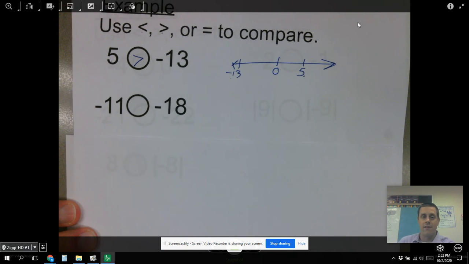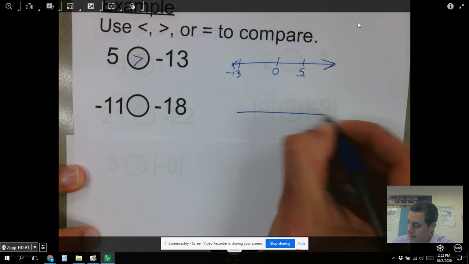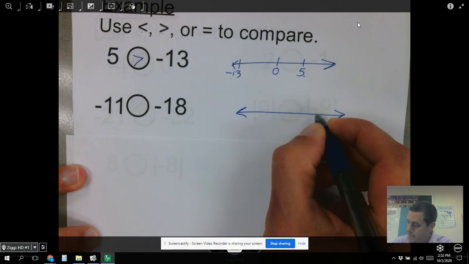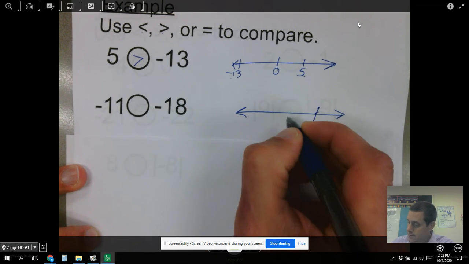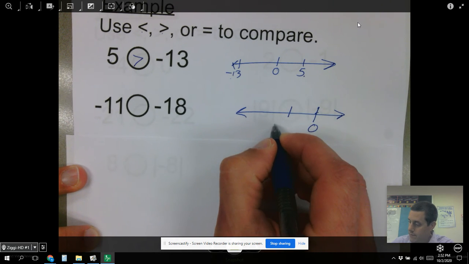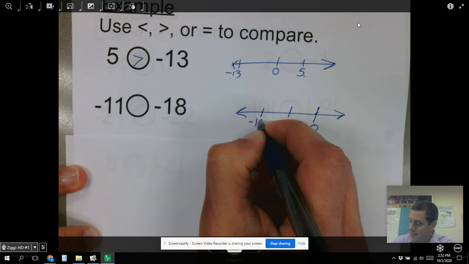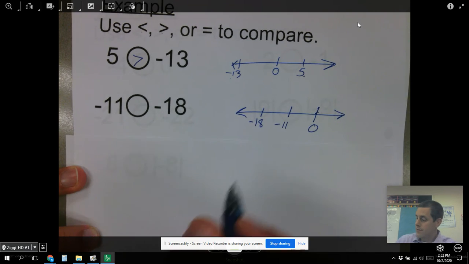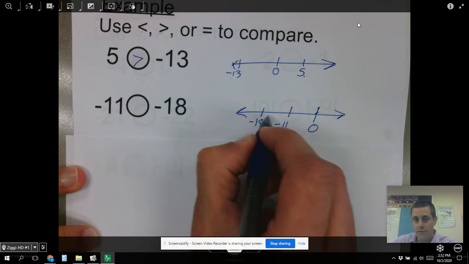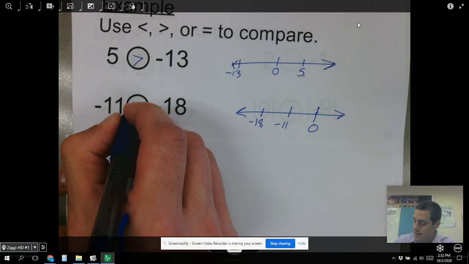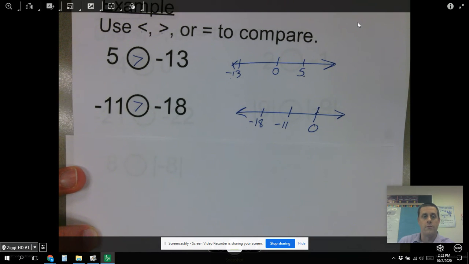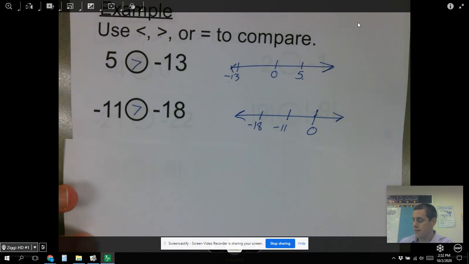Next comparison, negative 11 and negative 18. Again, if you made a number line, here's 0, negative 11 would be 11 units to the left, and then negative 18 would be even further left. So because negative 11 is further to the right than negative 18, it has a greater value. Negative 11 is greater than negative 18.